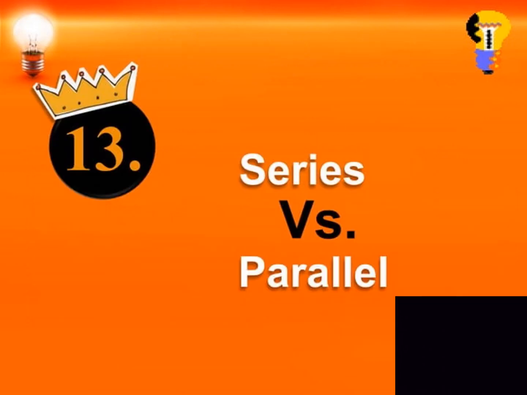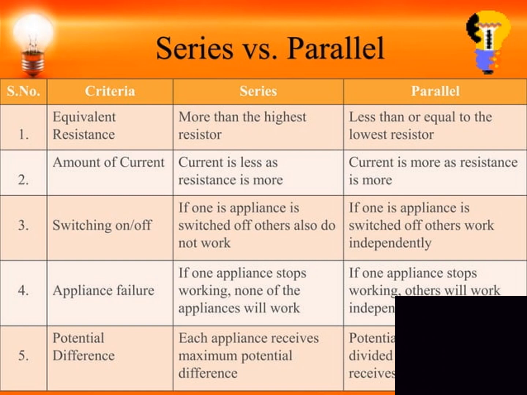Okay, series versus parallel, the difference is given. One is having the highest resistance, the other is having the lowest resistance. Current is less as resistance is more. Current is more as resistance is less. Current అనేది తక్కువ ఉంటుంది, current అనేది ఎక్కువ ఉంటుంది. ఓకే, ఇక్కడ కరెంట్ అనేది తక్కువ ఉంటుంది, కరెంట్ అనేది ఎక్కువ ఉంటుంది.